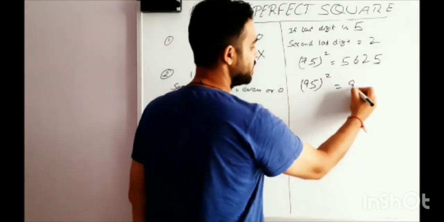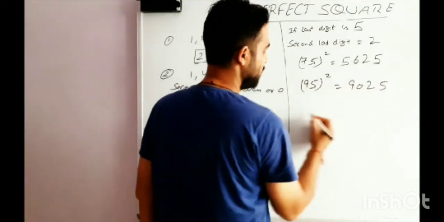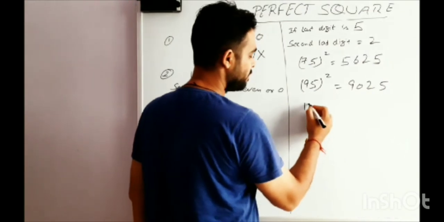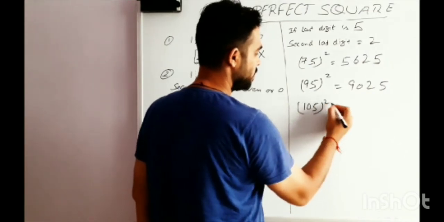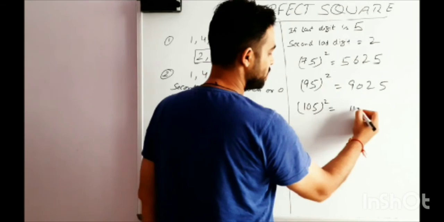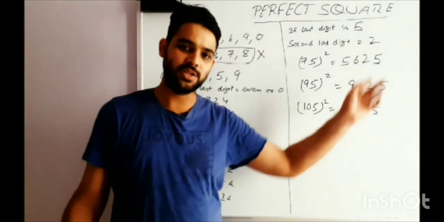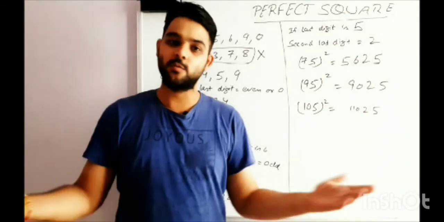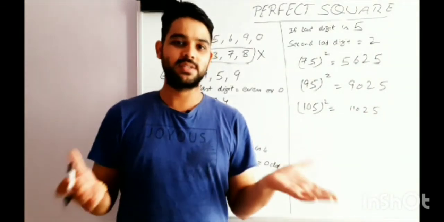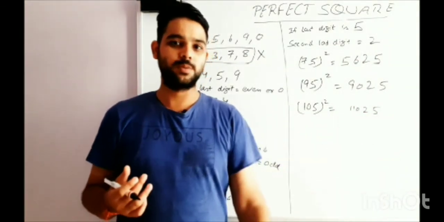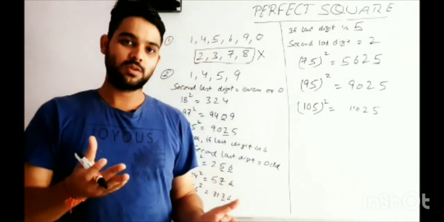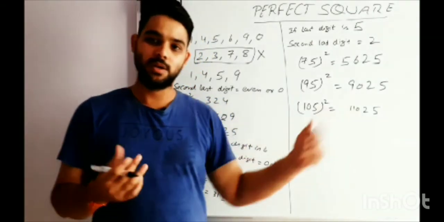That is equal to 9025. You take the square of 105, you will get 11025. So the last digit is 2 in each and every case. You take any example, you take the example of 125, it is 15625. The last digit will always be 5. When the last digit is 5, the second last digit will be 2.